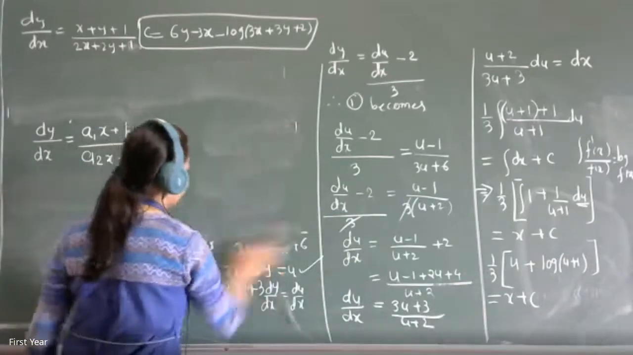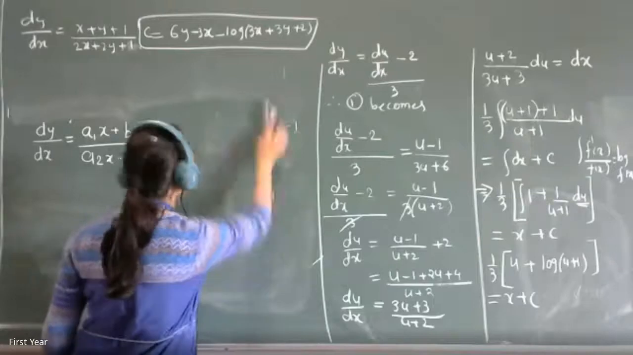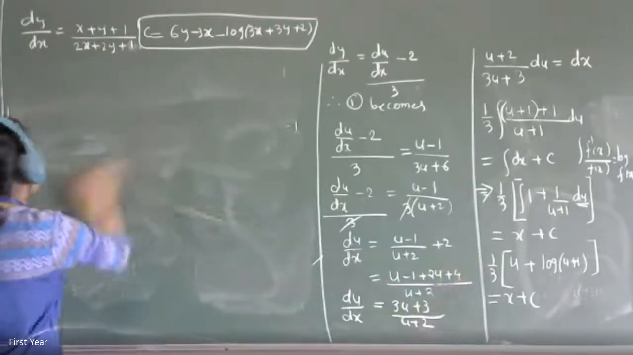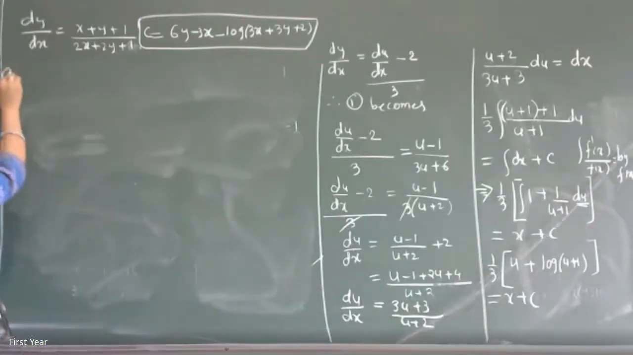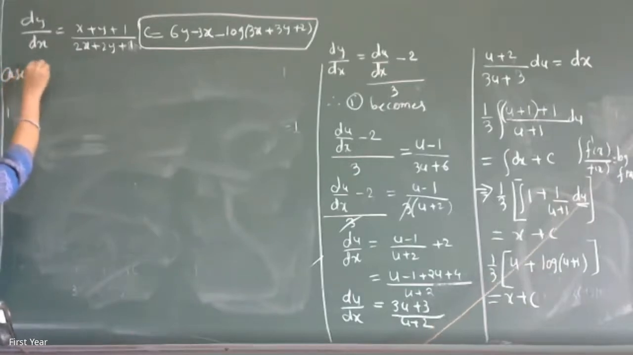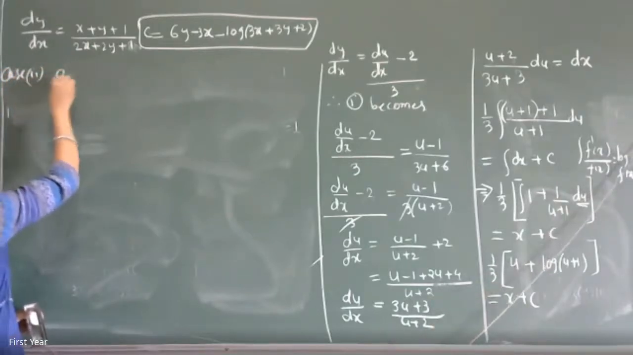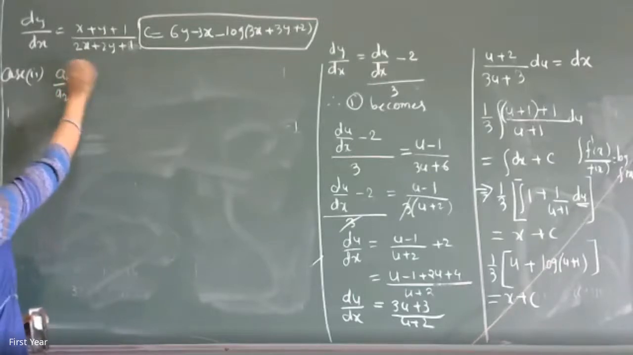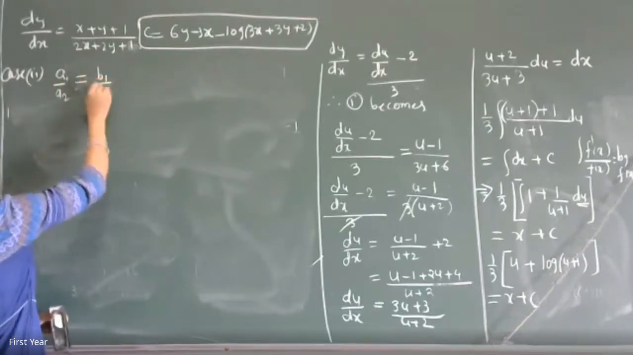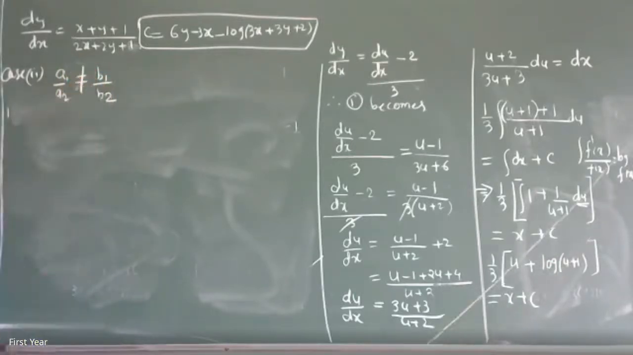Here there are two substitutions and there are two back substitutions. So let me write down case 2: if A1 by A2 is not equal to B1 by B2. This is the symbol for not equal. We'll start directly with an example and then I'll tell you the methods or what you have to write.